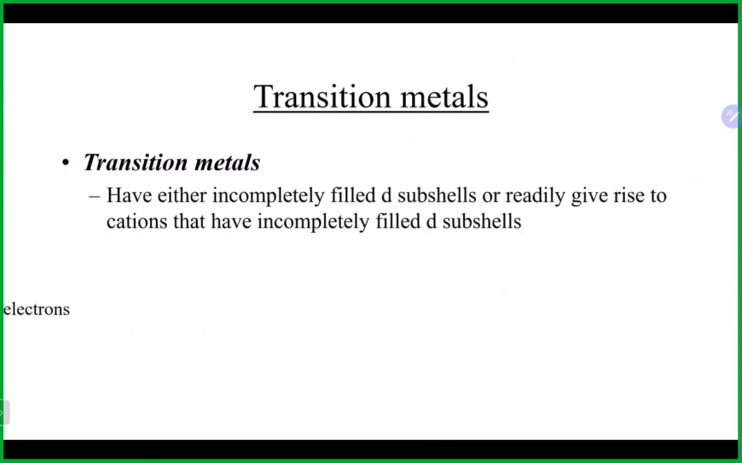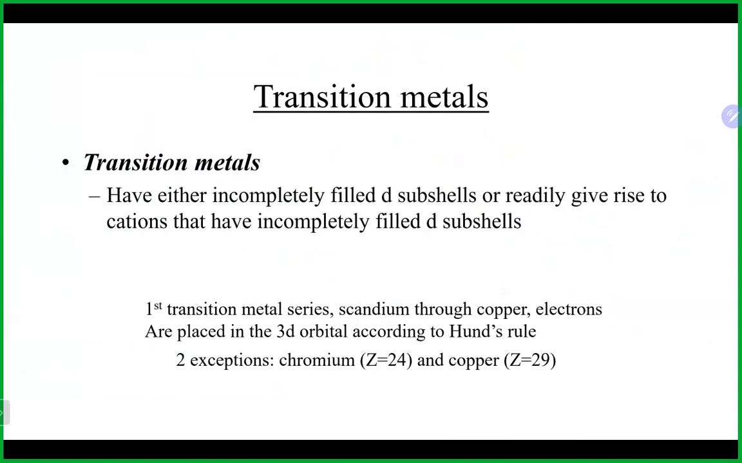All right, let's talk a little bit about transition metals. Transition metals are basically where we get into our d orbitals, and transition metals again are those between group 2 and group 3 on the periodic table, and they have filled or incompletely filled d subshells.